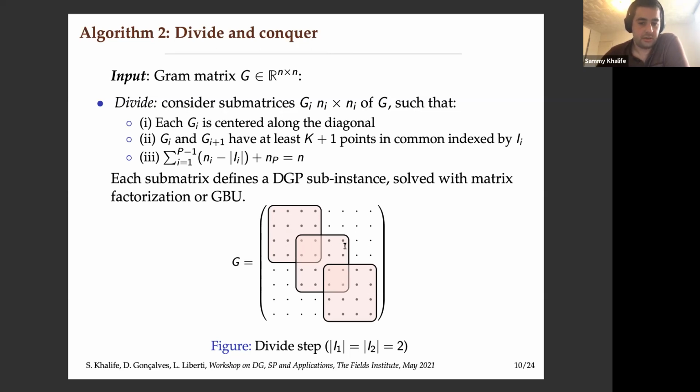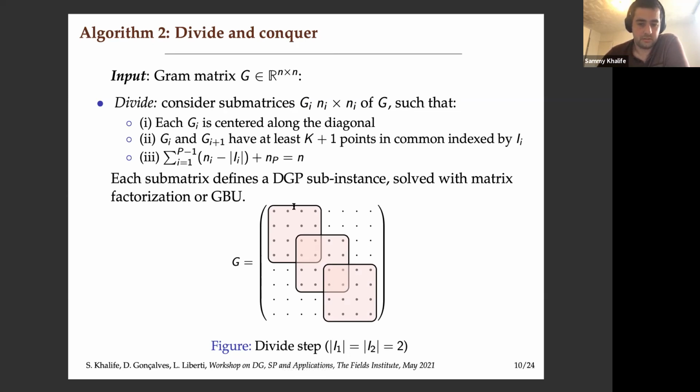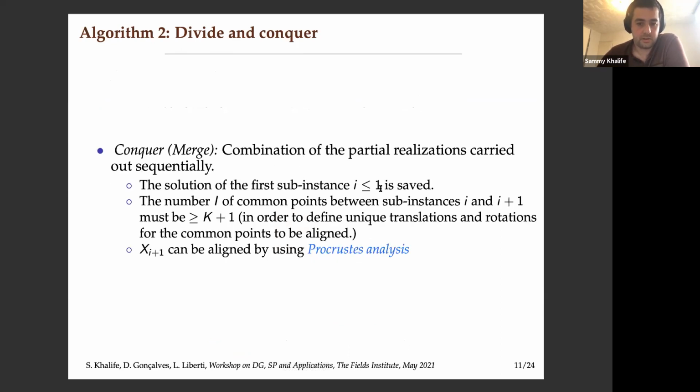To do that in dimension k, you need at least k+1 points in order to define only one transformation from one set of points to the other. So the conquer phase will consist in solving sequentially all of these subproblems done in the divide phase, and then from subinstance I to I+1, we will align those points, for instance, using Procrustes analysis, which is of course solved, and there is no difficulty about aligning those points.